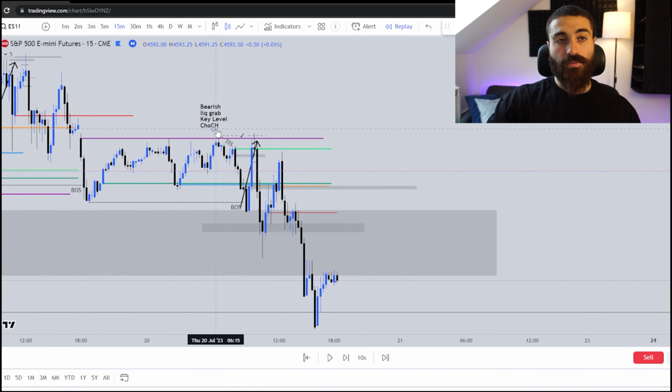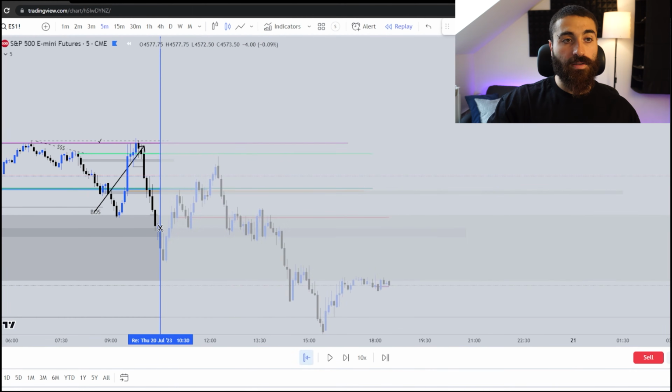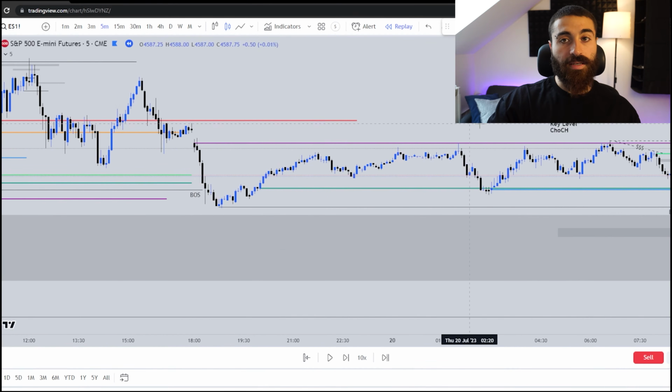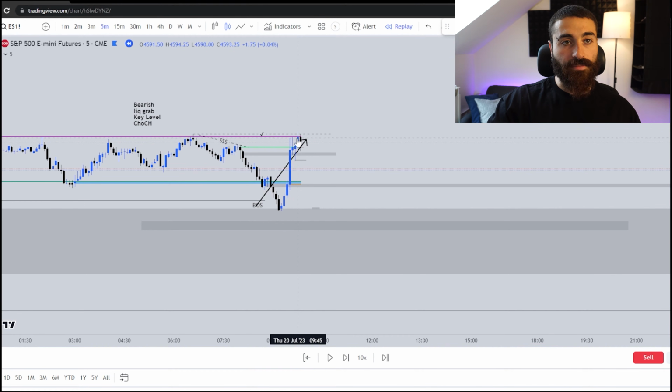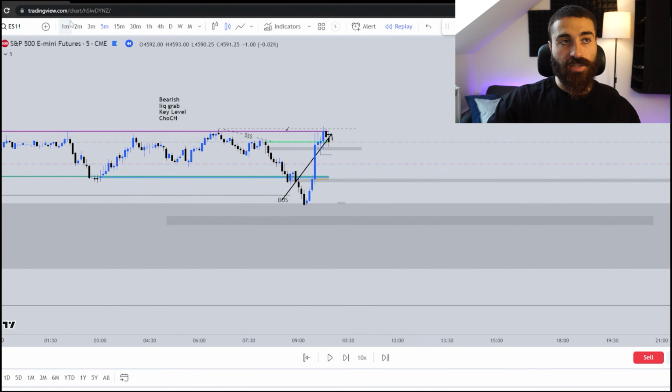Now, what do we need? We just need a change of character on the lower time frame. I'm gonna use the replay mode right here so we can see what happens exactly. The price comes back, it takes the liquidity. On the 5 minute, we are not breaking structure, we are not changing character yet. On the 5 minutes, we are already bearish because as you can see, we have 1, 2, 3. Now we went above this area, which made us bullish. But we're gonna see now on the 1 minute what happened.